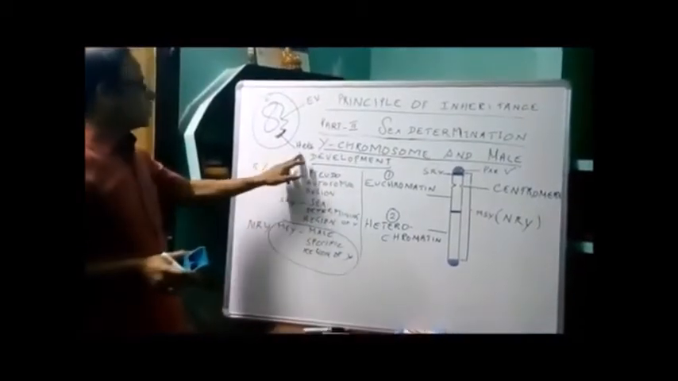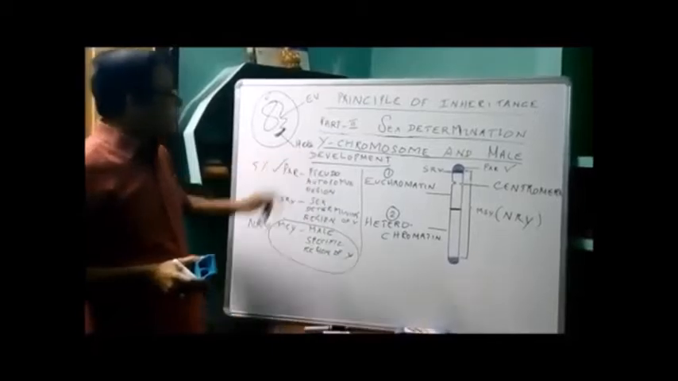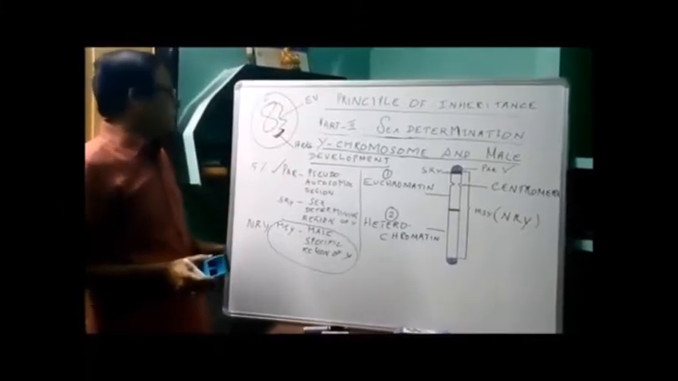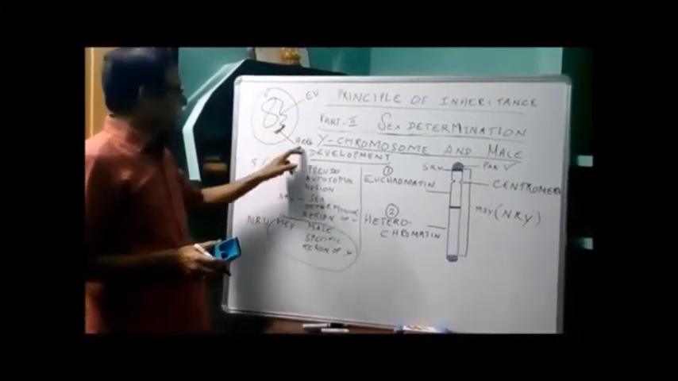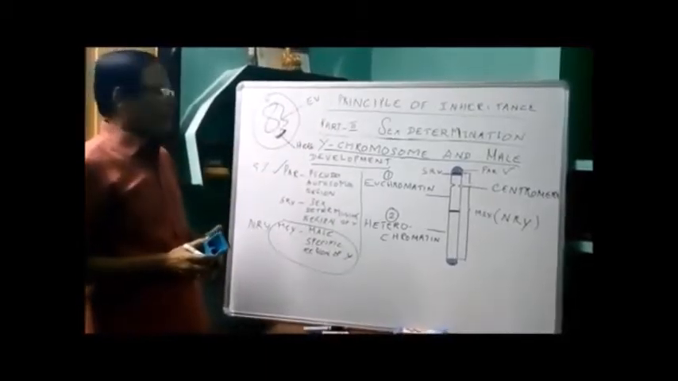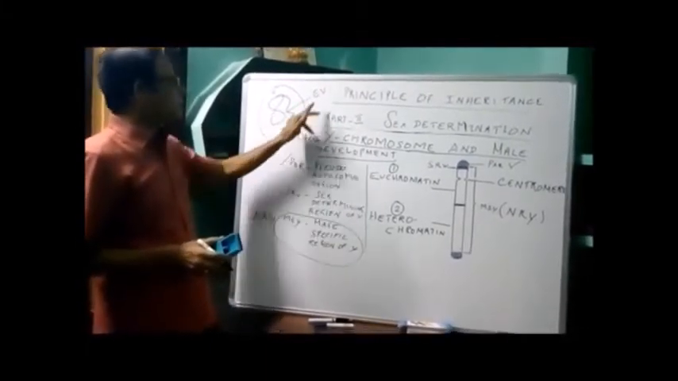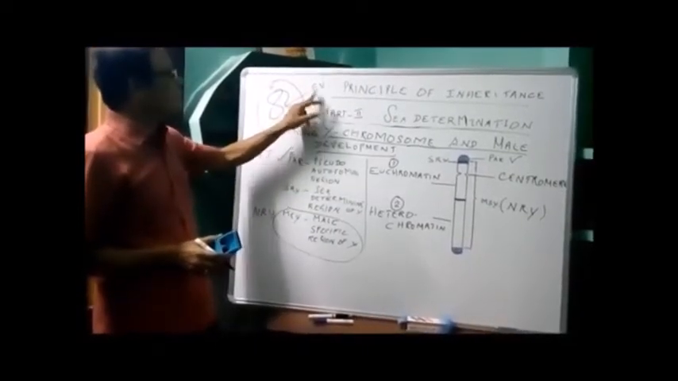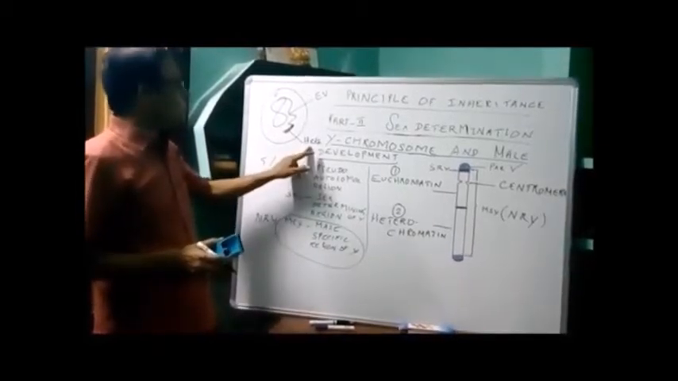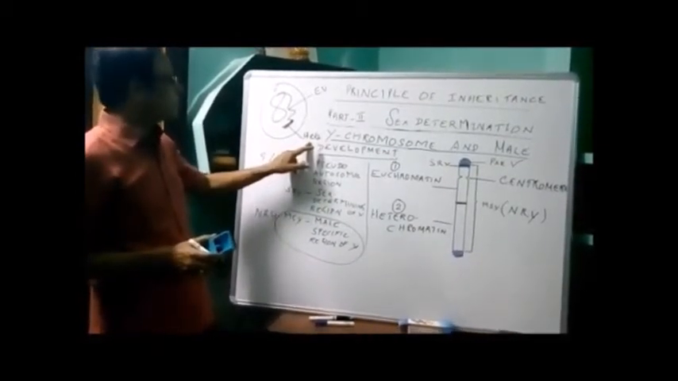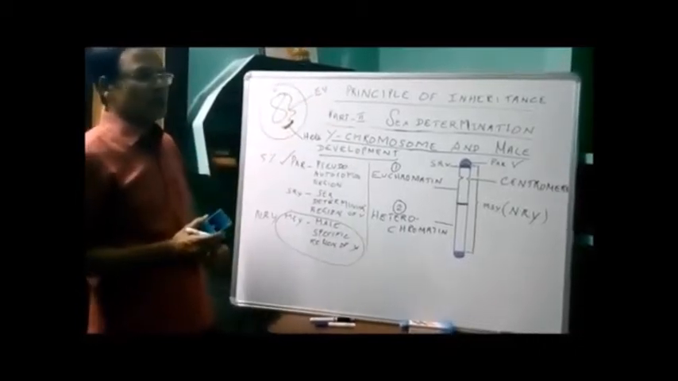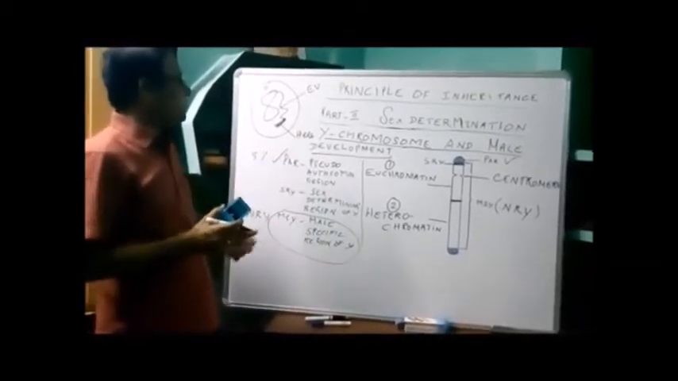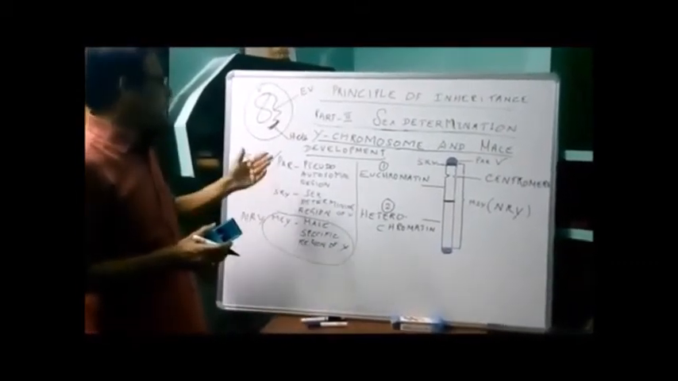Otherwise, the darkly stained region of chromatin is heterochromatin, and the lightly stained region is euchromatin. When stain is applied, one is darkly stained and the other lightly stained. This is a condensed region of chromatin, and this is a non-condensed or diffuse region. Heterochromatin normally contains more DNA, while euchromatin contains less DNA. Though it contains less DNA, euchromatin is genetically active. But heterochromatin, though it contains more DNA, is genetically inactive.